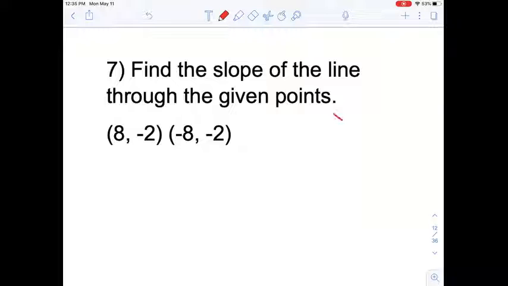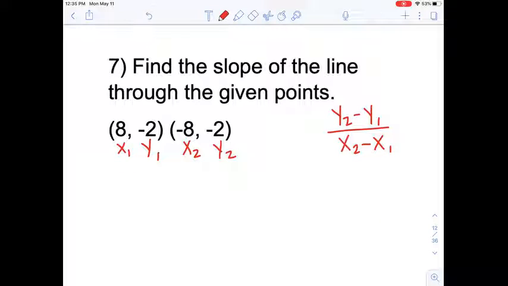Number 7 says find the slope through the given points. Well, when we have 2 points, we use that formula y2 minus y1 over x2 minus x1. And then I'm just going to label these as x1, y1, x2, y2 because it helps me to keep things organized. And then I'm going to plug them in. My y2 is negative 2, so I have negative 2 minus y1 is negative 2 again, so minus negative 2 over x2 is negative 8 minus, and then x1 is 8.